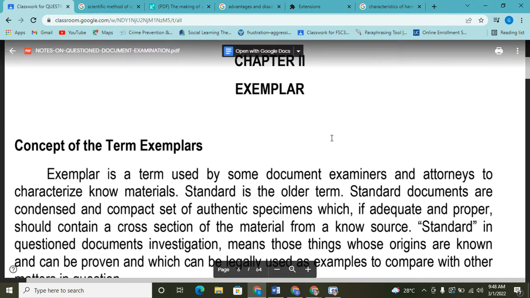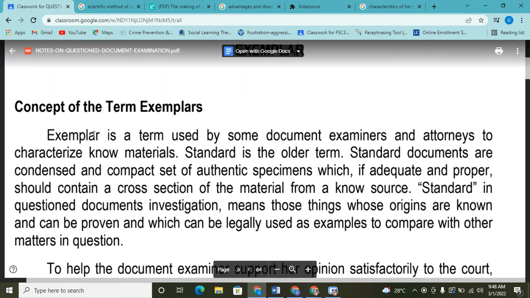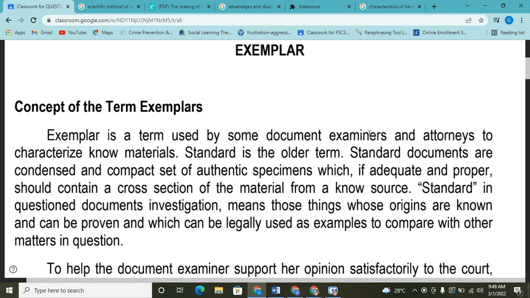Now, we were just talking about exemplars. In short, your exemplar simply means that these are examples of writings that are known. Meaning to say, the source is established. You know that this writing is written by Almosora, this writing is written by Gwen, this writing is written by Brian. So, if the source is established, that is what we call exemplar. Remember, as I have mentioned, exemplar is a new term utilized by the QDE or Question Document Examiner. But the old term is standards.